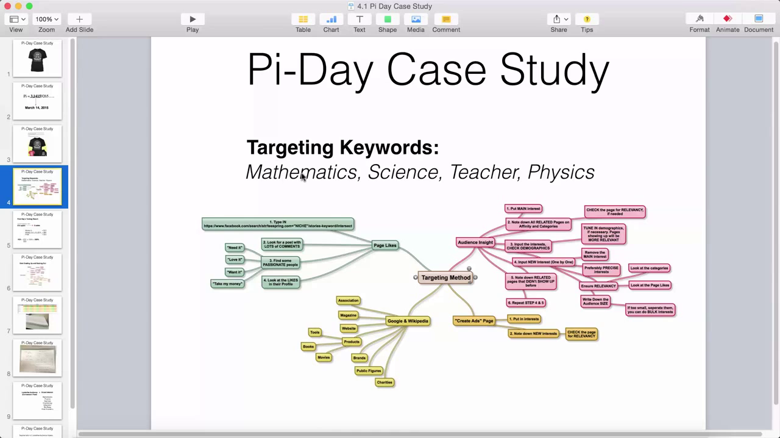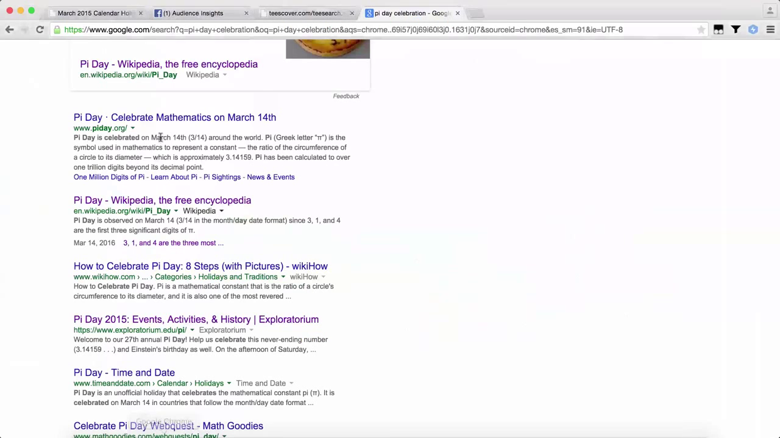Then I took the keywords here and ran it through the targeting method. So I took mathematics, for example, and I list all the keywords that I can find using these 4 methods. I use Audience Insight. So let me show you some example here.